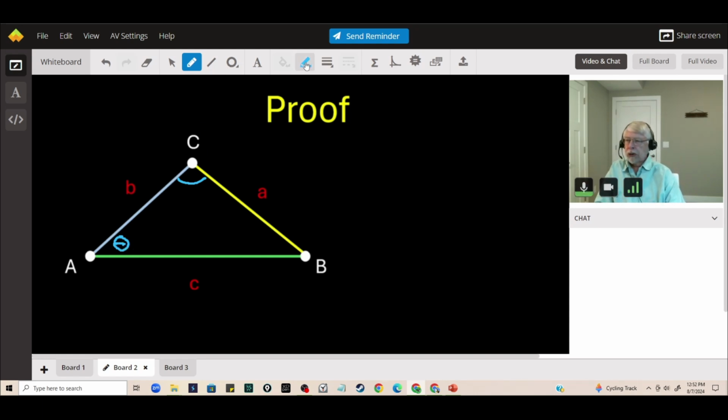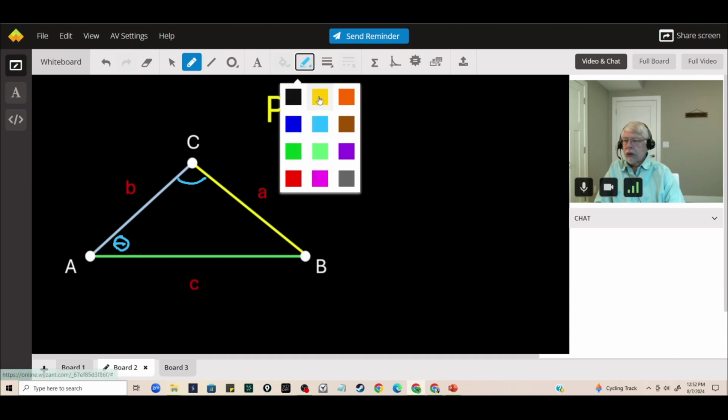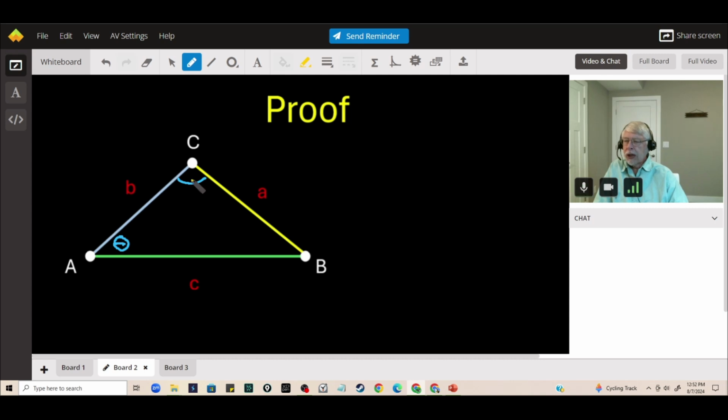Now, whenever I'm doing a trig problem and I'm not sure what to do next, it's always good to try to find a right triangle somewhere. And we could do that by just drawing the altitude. It's a 90-degree angle.